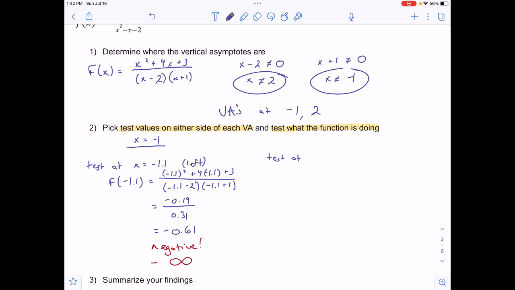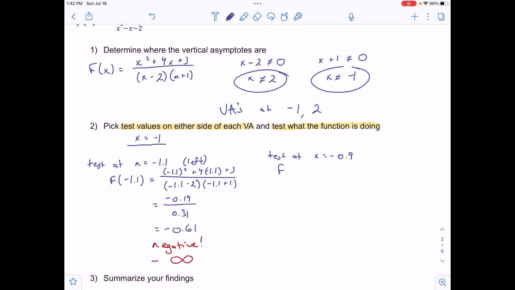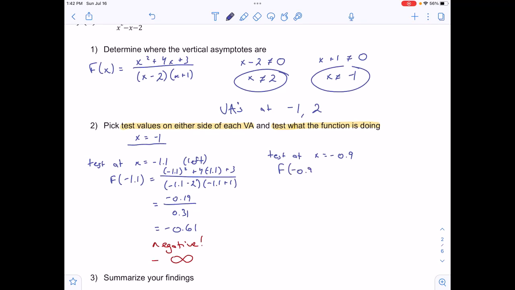And so I need a number that's a little bit to the right of -1. And I'm going to test -0.9. I'm going to follow the exact same process. And in the interest of time, I'm just going to tell you that my function at -0.9 is -0.72. So this is also shooting down negative. It's going towards -infinity at x is equal to -0.9, or coming from the right.